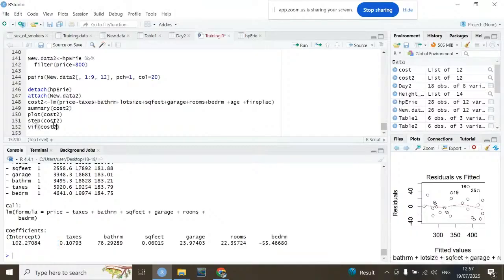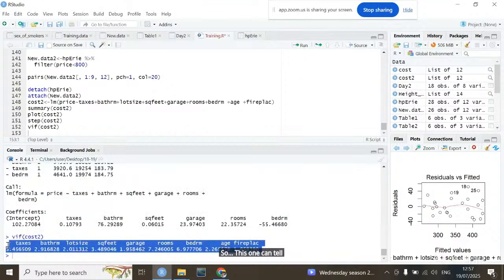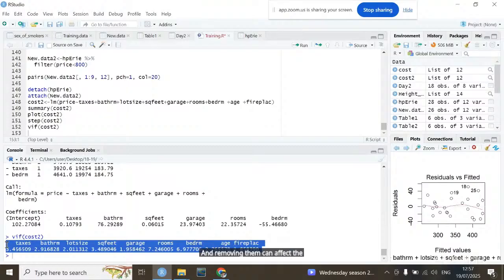When we do the VIF, all the VIF reduced. So this one can tell you how the outliers can affect the data, and removing them can affect the data. If you leave it, it can affect the results. But if you remove them, it may also affect the result. So we need to know how to deal with the outliers.